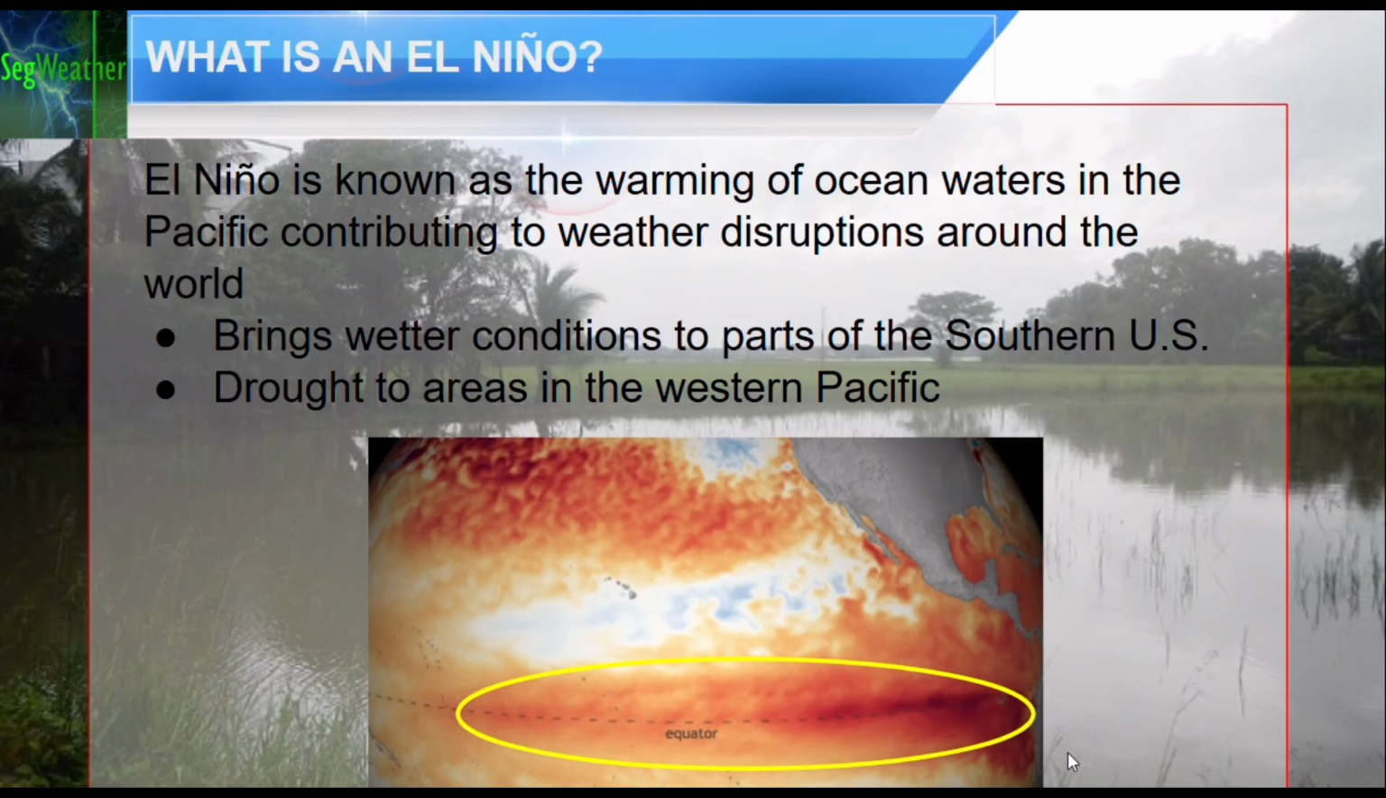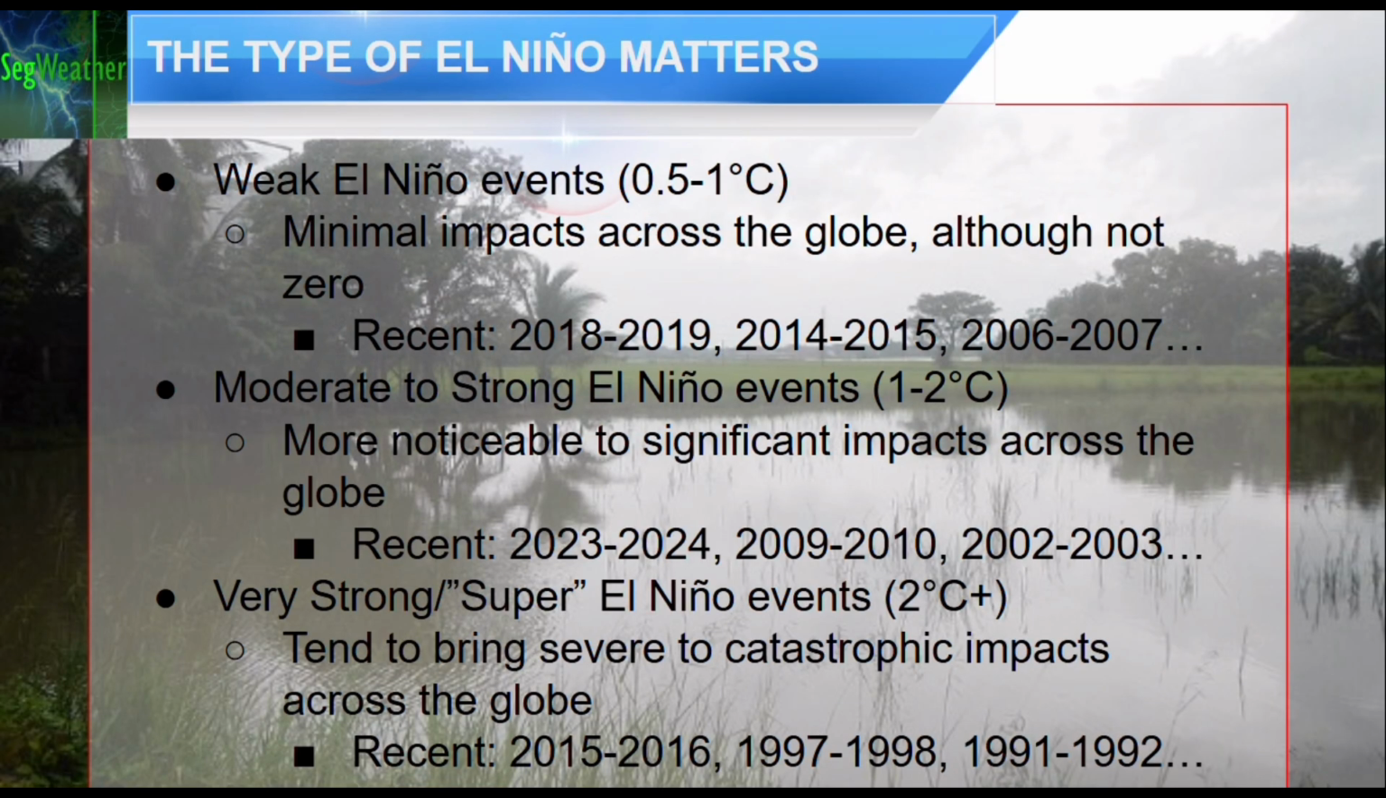Now, if you have the blues over here, that usually indicates a La Nina. But at this time, we are already in the process of a developing, budding El Nino, and unfortunately, it will again have major impacts all across the world. Like I mentioned before, the threshold for El Nino usually starts at 0.5 degrees Celsius and higher. Starting with our weak El Nino events, these are typically 0.5 to 1 degree Celsius, and these usually bring minimal impacts around the globe.